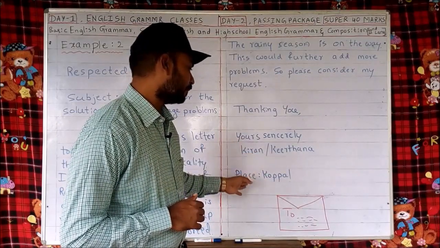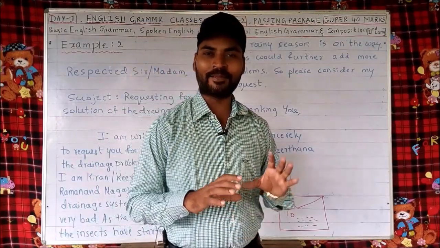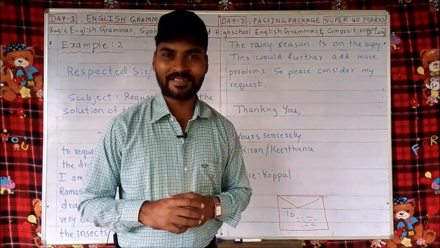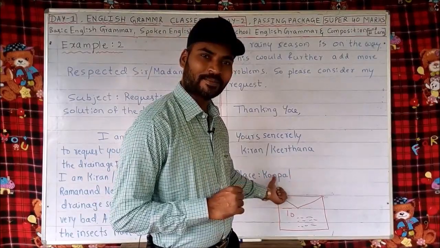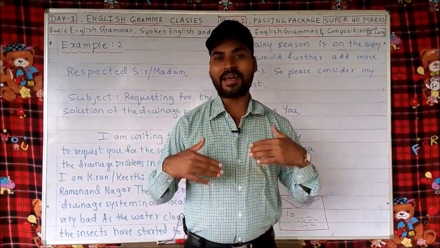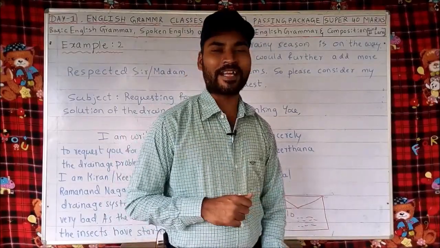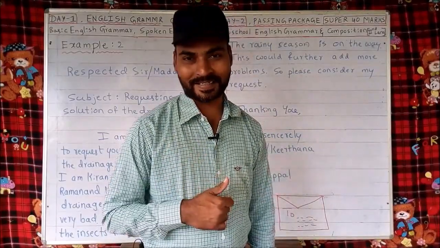This is the 8th step, and the 9th step is writing the place. Whichever place you belong to, you write that place here. Place Koppala. Then you may add one more step, that is the 10th step, that is the envelope, and on the envelope you write the to address.